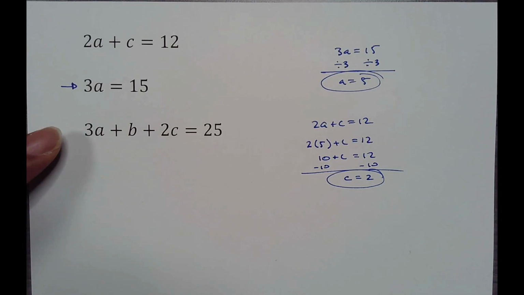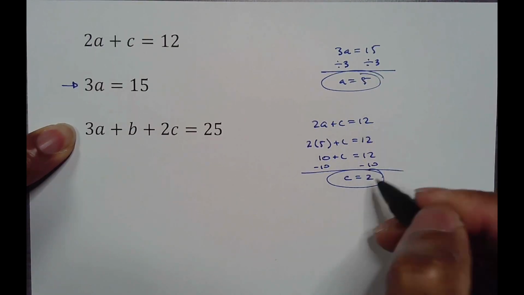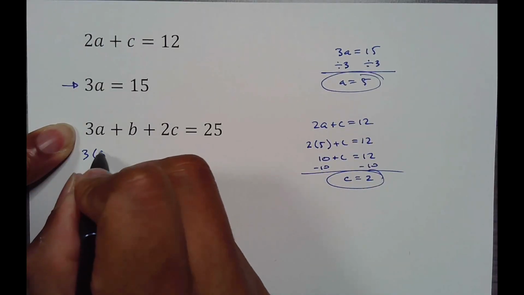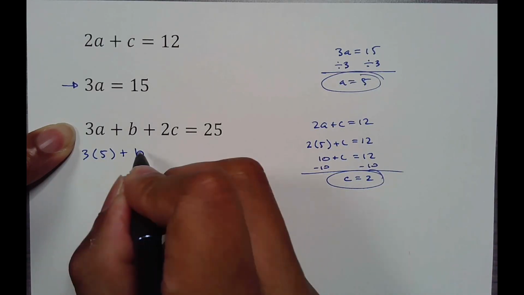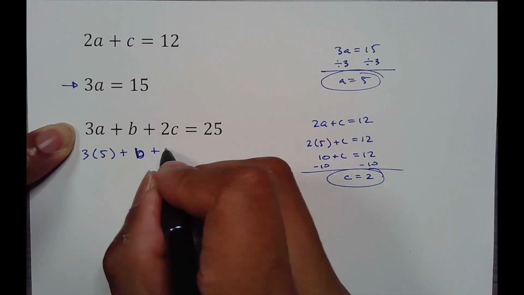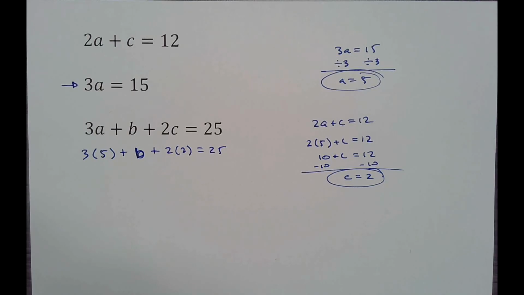And then the last thing I'm going to do, and I could just use this here since it's on the bottom anyway, is I'm going to take these two things and change what I can. a is 5, so 3(5) plus, I don't have b, so leave b as b, just make sure you don't view it as a 6, plus 2c, which is 2, equals 25. And again, now it just comes down to patience.